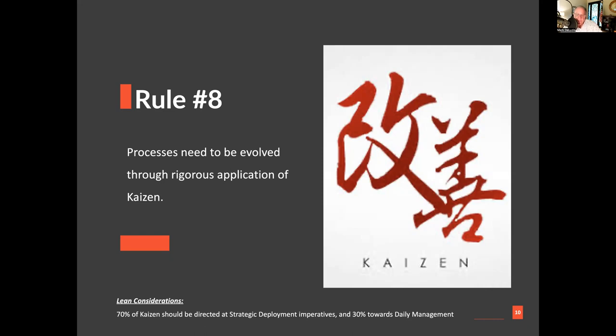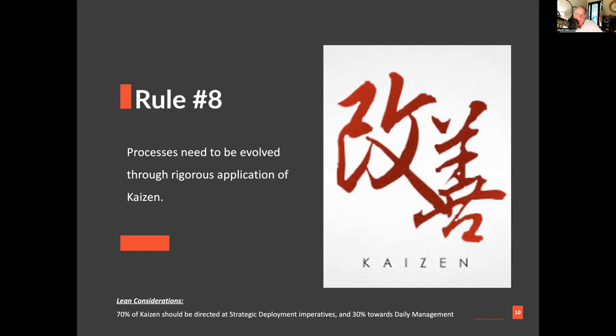Unfair. Not good. Okay. I have a note down here that says a majority of your Kaizen should be directed back to your strategic deployment or your Hoshin. Okay. I got a number here like 70%. I don't like numbers like that. I put them in there, but whatever the number is, in other words, we should be working on things that really matter to us.